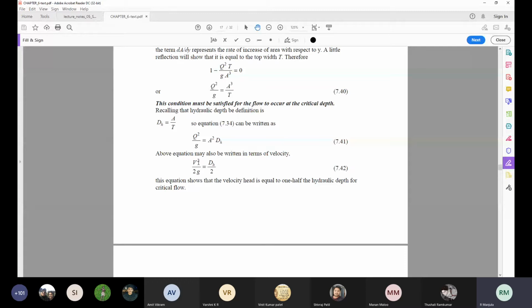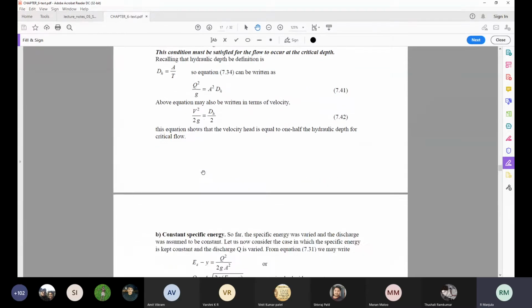You will have only V square here. So V square divided by 2g is equal to, because I am dividing both sides by 2g, V square by 2g is equal to Dh by 2. Now what is this equation actually? The left hand side, V square by 2g, is nothing but your velocity head. So velocity head is equal to one half of the hydraulic depth of the critical flow.